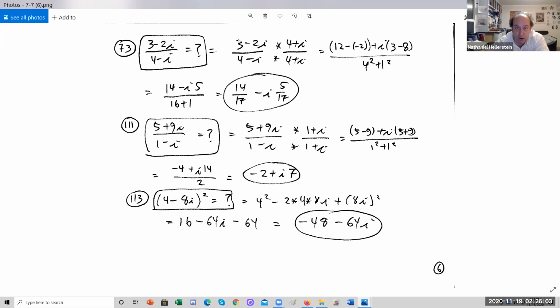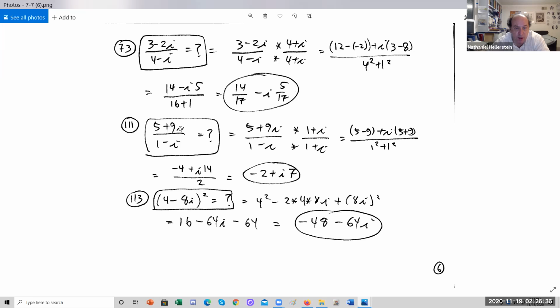In the numerator, 3 times 4 is 12. Minus 2i times i is minus a negative 2. Minus 2i times 4 is a minus 8i. 3 times i is a 3i. So 12 minus negative 2 is a 14. 3 minus 8 is a negative 5. So 14 minus 5i over 16 plus 1. So distribute the 17 underneath: 14 17ths minus i times 5 17ths.